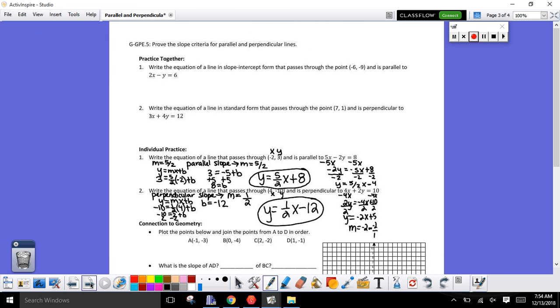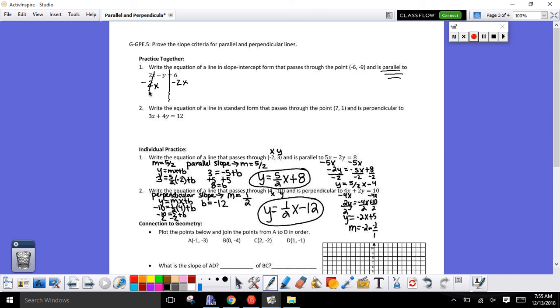So right here, for practice 1, we have: write the equation of a line in slope-intercept form that passes through that point and is parallel, that's key, parallel to 2x minus y equals 6. As we talked before, I need to have my equation in slope-intercept form, so I am going to solve for y. I want the y to be by itself, so I'm going to move the x to the other side. I'm going to do minus 2x, minus 2x.